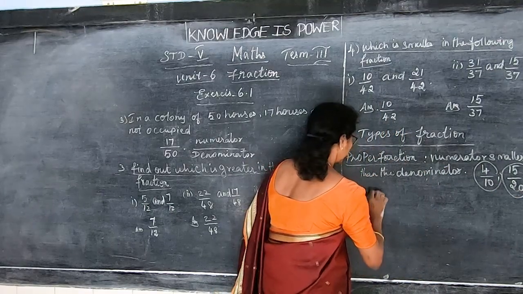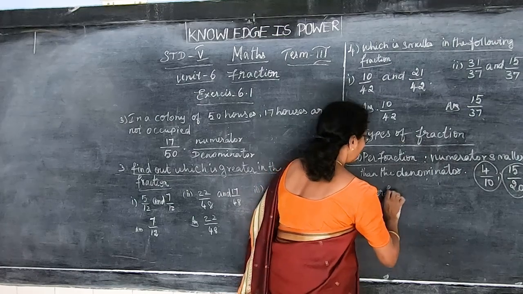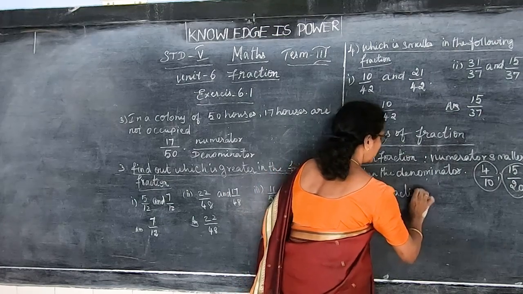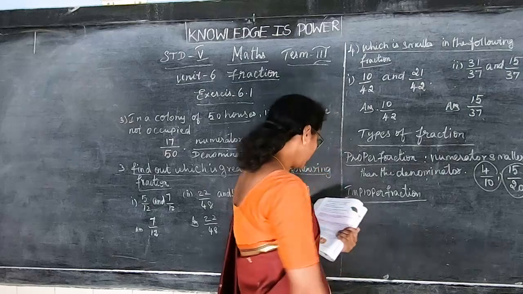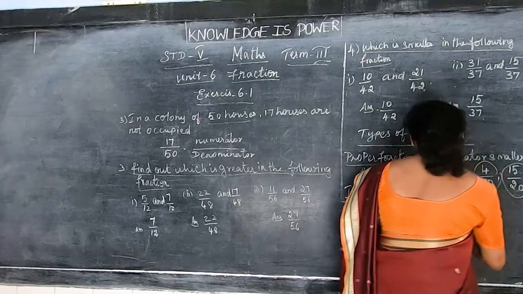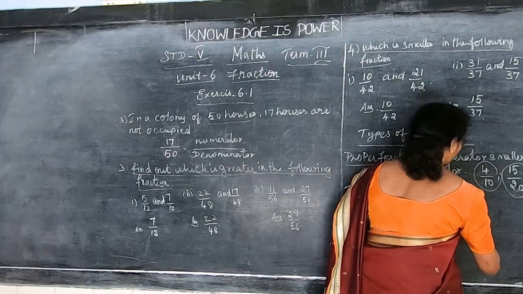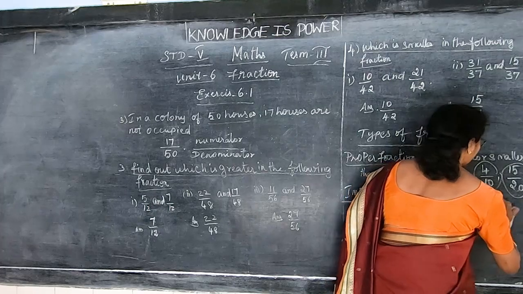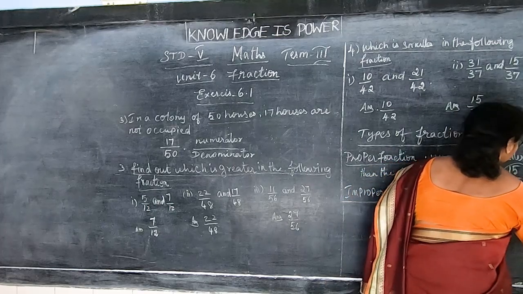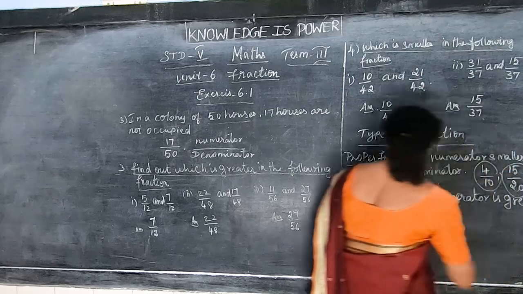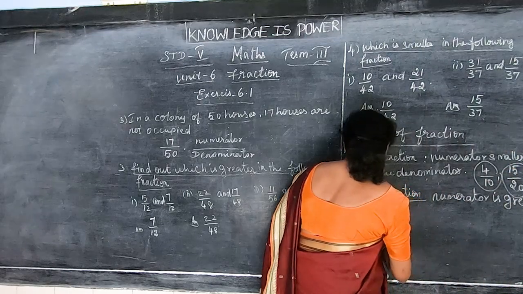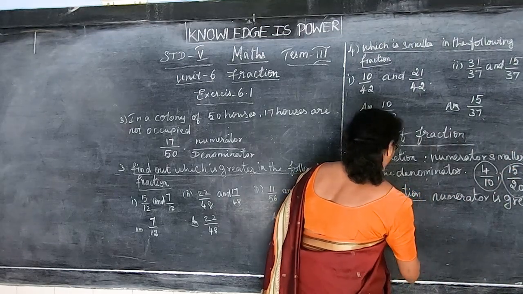Improper fraction. The next type is improper fraction. In an improper fraction, the numerator is greater than the denominator. The numerator will be bigger. If it is bigger than the denominator, it is an improper fraction.